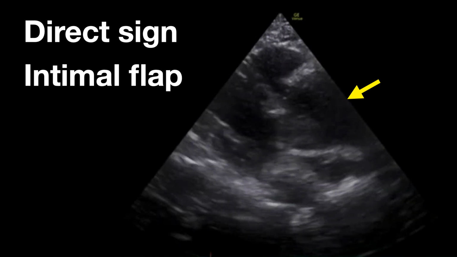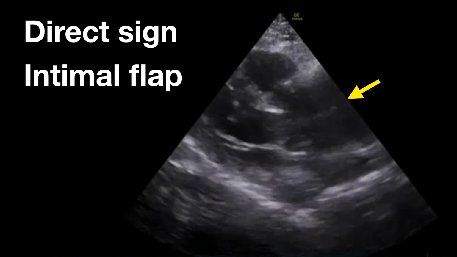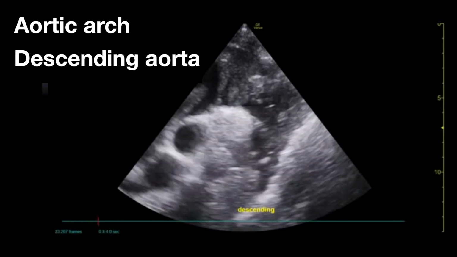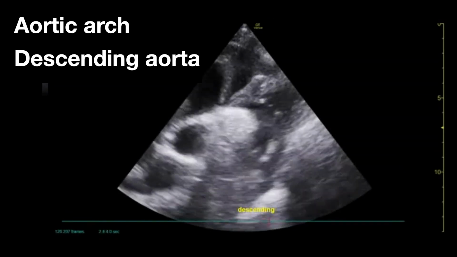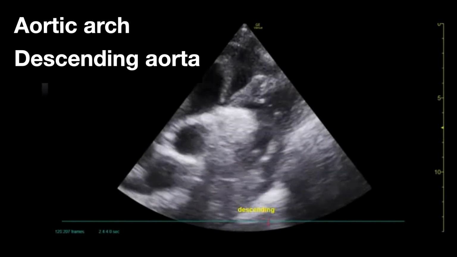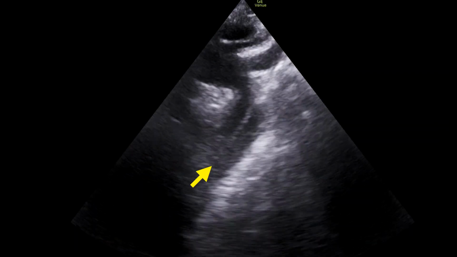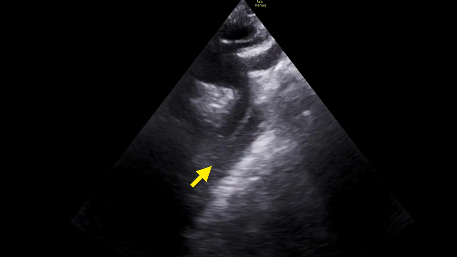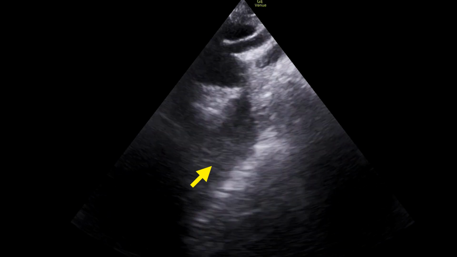You can see the intimal flap within the aortic root separating two aortic lumens from parasternal long axis in this patient. This one is suprasternal view. You can see the intimal flap in the aortic arch and descending aorta in this patient. This one is suprasternal view. You can also see the intimal flap in the descending aorta in this patient.